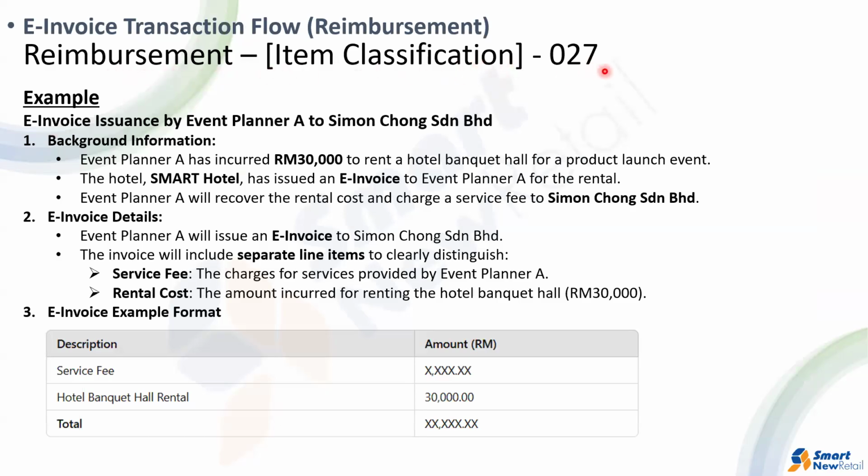Reimbursement item classification 027, e-invoice issued by event planner A. This is a sample. E-invoice issued by event planner A to Simon Chong, Samyang Berhad. Event planner A has incurred 30K rent to a hotel hall for a product launch event. The hotel has issued an invoice to event planner A, and then event planner A will recover the rental cost and charge a fee to Simon Chong. Event planner A will issue an e-invoice to Simon Chong. The e-invoice will include separate line items to clearly show the service fee and the rental fee. Invoice sample.